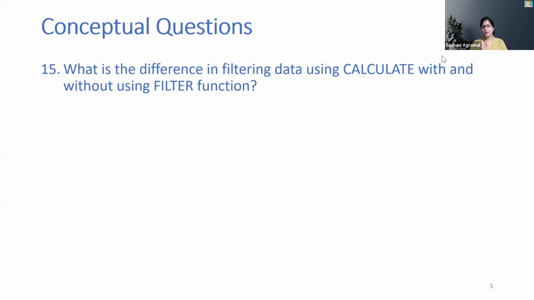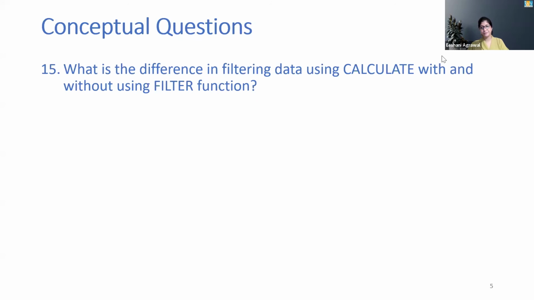Can I try to answer first? Yes, please. So in the CALCULATE function, when we write the filter expression, it has to be in the form of true or false. But if we want any filter condition which involves any measure, we cannot write it down inside CALCULATE. So in that case, we use a FILTER function, and inside that we write down the condition which involves a measure.